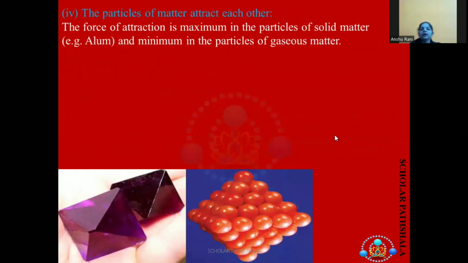Particles of matter attract each other. In case of solids, particles are tightly bound. They have more forces of attraction between them. In case of gases, forces of attraction are minimum. And in liquids, it is moderate.